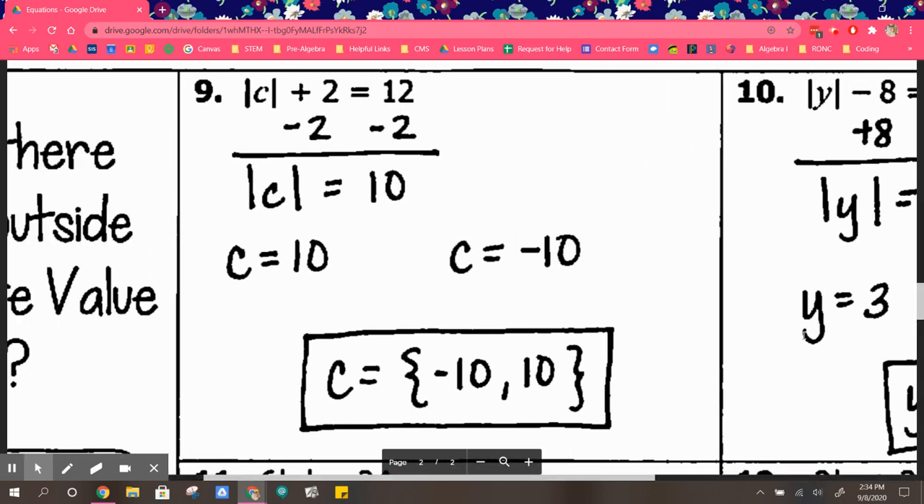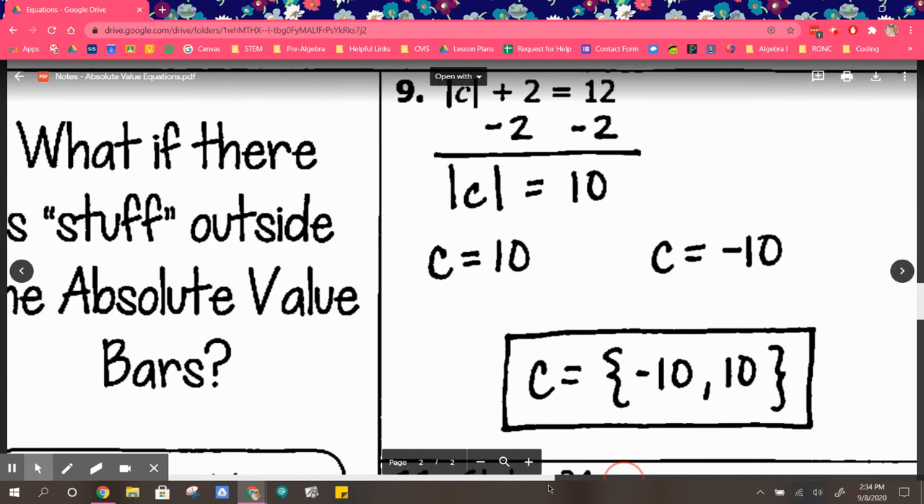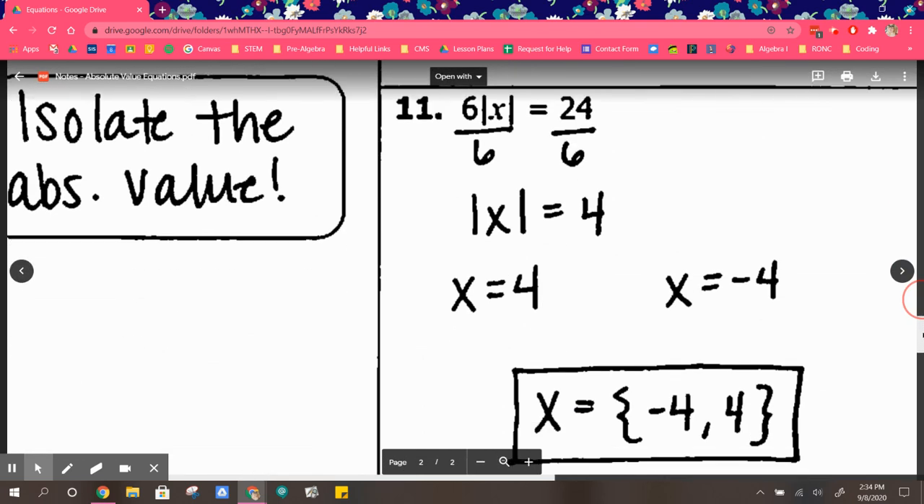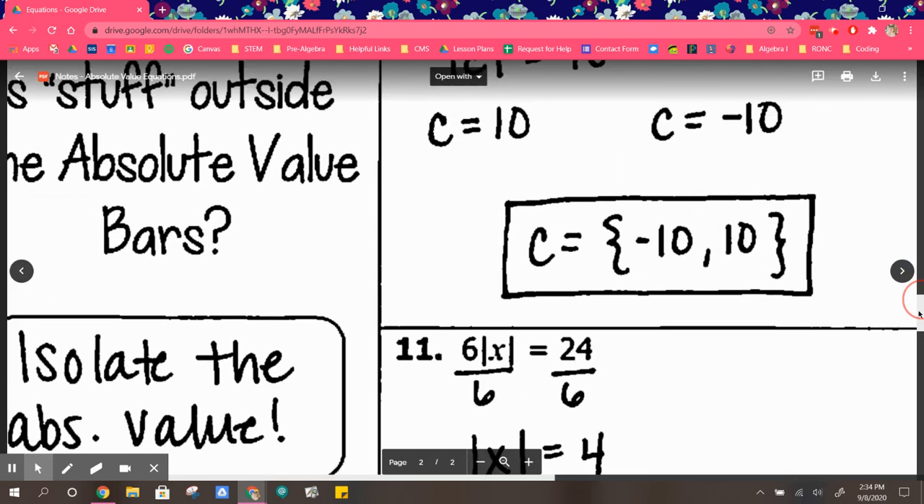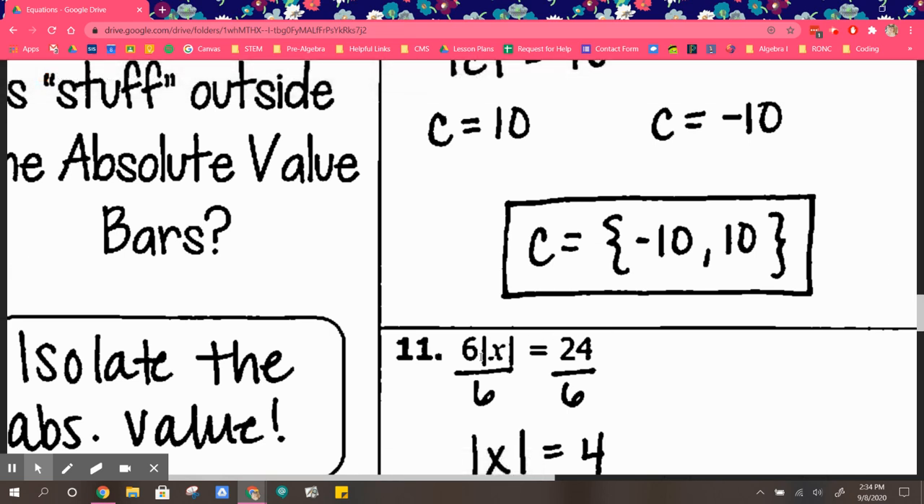Okay, so let's try something a little bit more complicated. So let's look at this one: 6 times the absolute value of x equals 24. So this is a multiplication because it's like a grouping symbol. When you have a number outside of your grouping symbol, this just means you're multiplying. So to undo the multiplication, you want to divide. So you're going to divide both parts by 6 to get the absolute value of x equals 4.